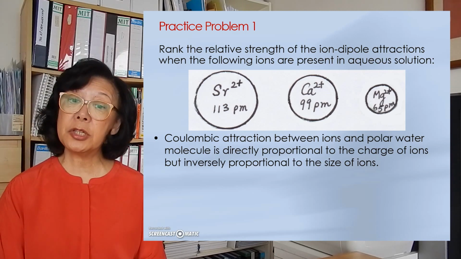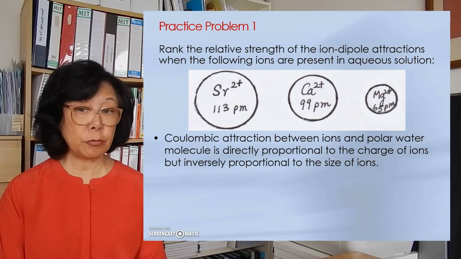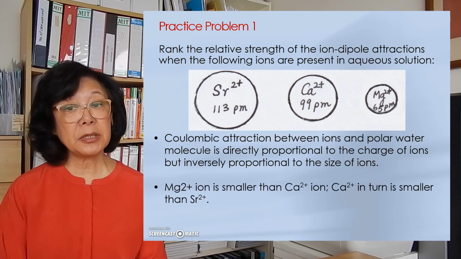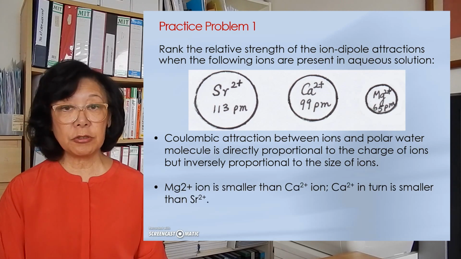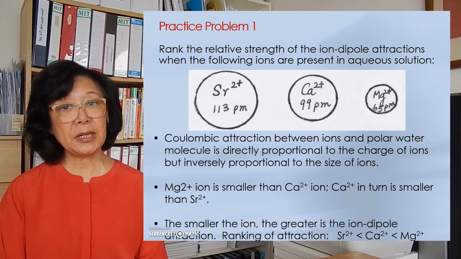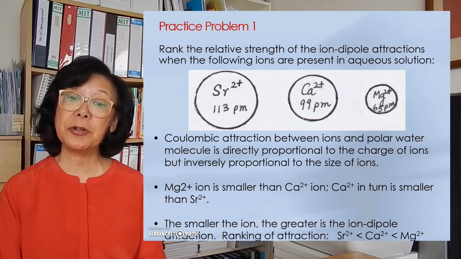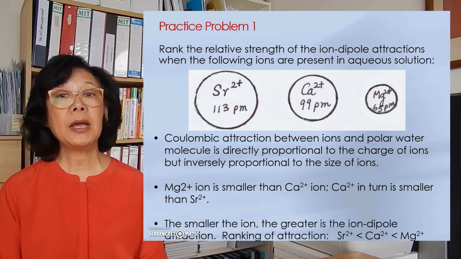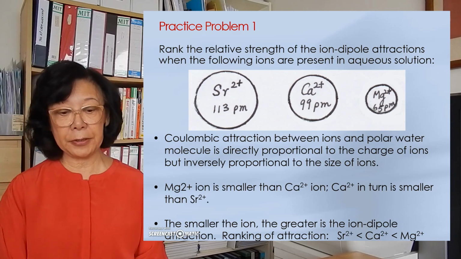Now notice all these three have the same charge, 2+. But magnesium 2+ ion is smaller than calcium ion, which in turn is smaller than strontium ion. Therefore, it makes sense that magnesium ion will have the greatest ion-dipole attraction, greater than that of calcium ion, and greater than that of strontium ion.